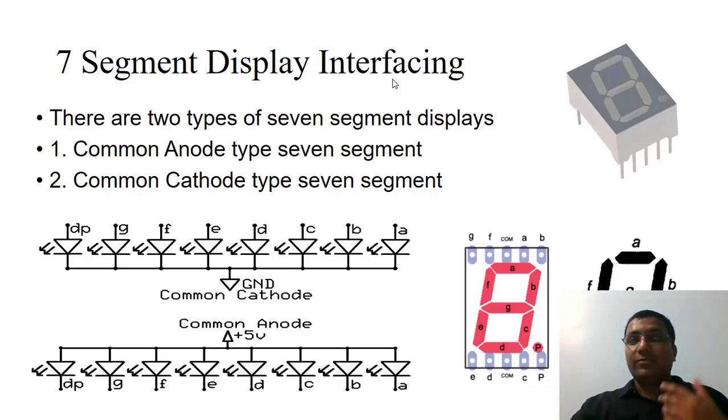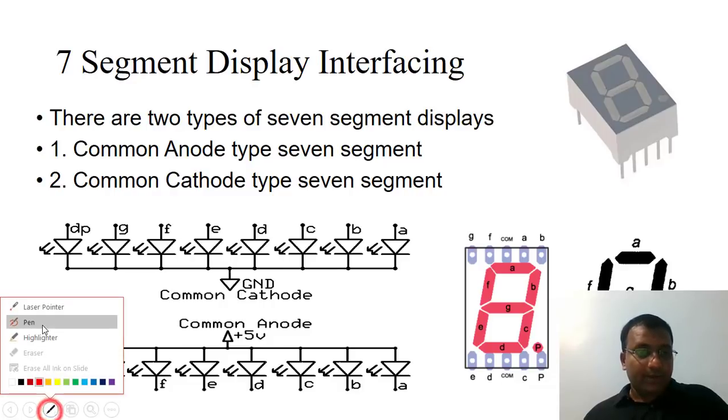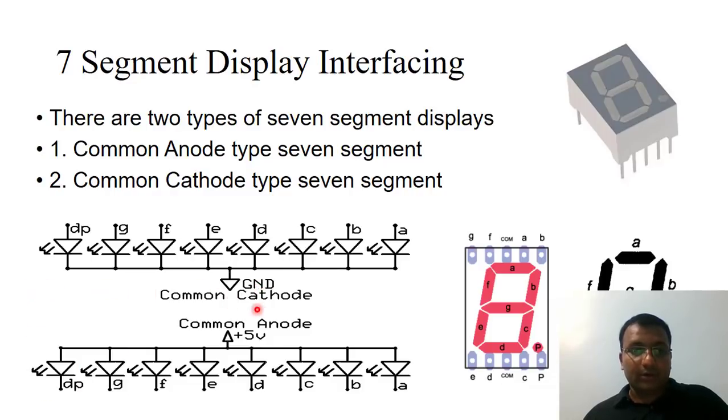A common anode type single 7-segment display you will get for around 4 rupees, but a common cathode type display you will get for around 8 to 9 rupees. So it's double. Here is the diagram where we have the schematic of the common cathode type of display.